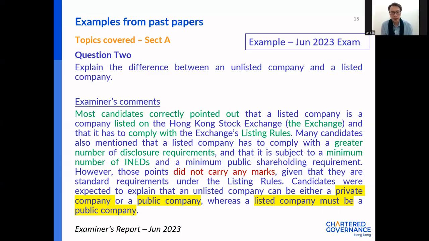Most candidates, according to the examiner, correctly pointed out that a listed company is listed on the Hong Kong Stock Exchange, and that it has to comply with the listing rules. So that's good. Most of them knew that. Many candidates also mentioned that a listed company has to comply with a greater number of disclosure requirements, and is subject to a minimum number of INEDs, independent non-executive directors, and also a minimum public shareholding requirement. However, those points did not carry any marks, given that they were standard requirements under the listing rules. So you have to be very careful.